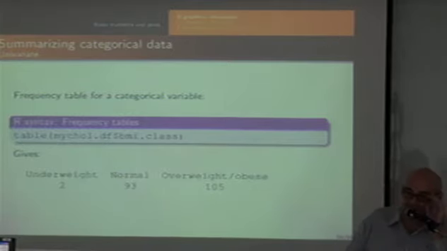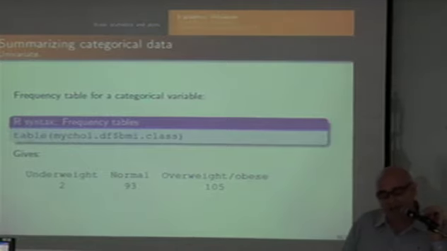Dealing with categorical data, just looking at a frequency table, I just literally write table. That's it. So there's mycol.df $sign BMI class. Okay, and that shows me 2 people were underweight, 93 were normal, 105 in the overweight obese class.